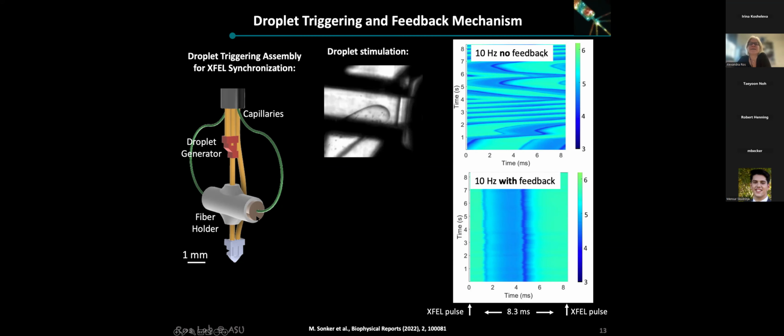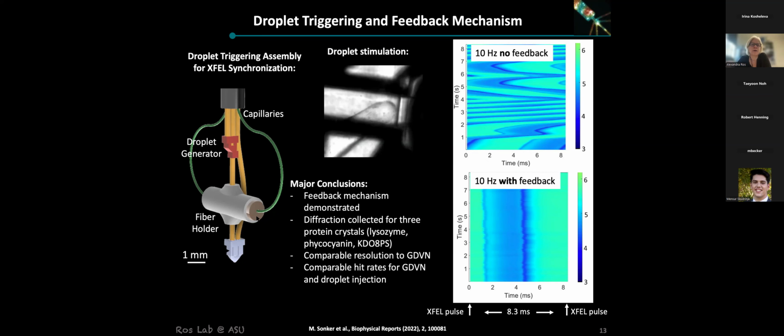And I forgot to change the slide here. Actually, this is not 10 hertz because you see this is 8.3 milliseconds. So this is related to the 120 hertz experiment at LCLS. So when everything works fine, all the droplets arrive in time at our droplet injector at the same delay to the reference XFEL trigger. And that's the situation that we want to achieve for a synchronization experiment.